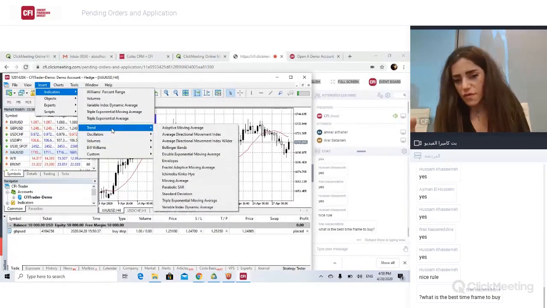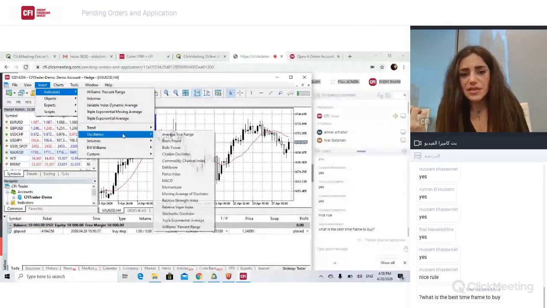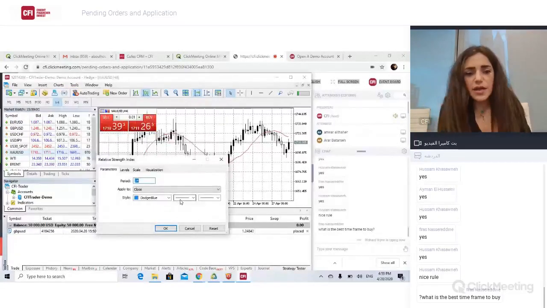And then you have the trend. Moving averages also fall under the trend. I will explain this more in brief in a minute. But RSI is very important. I'll add it and keep the defaults. When you want to add something, keep the default.